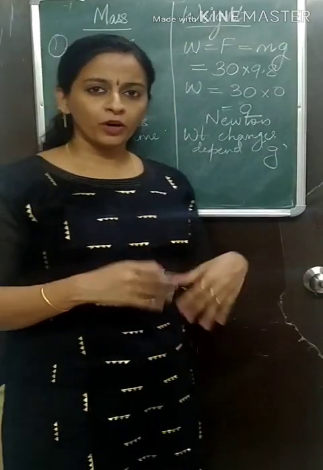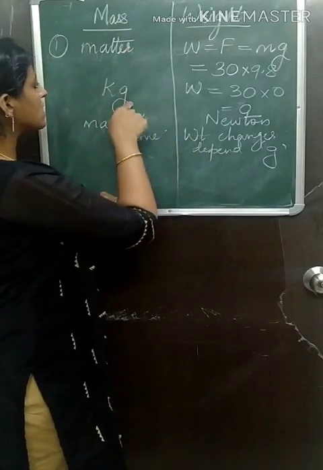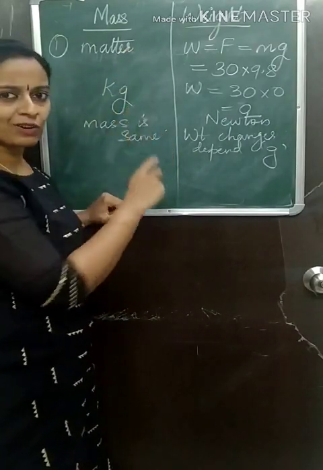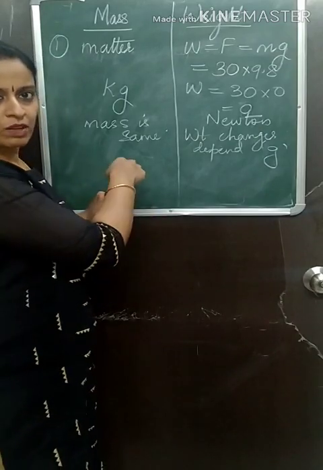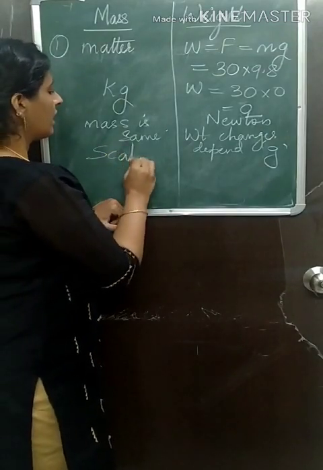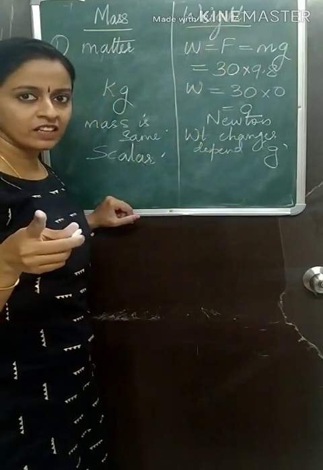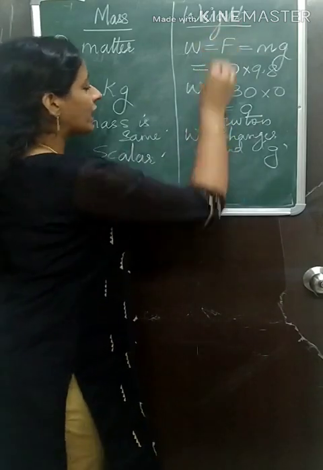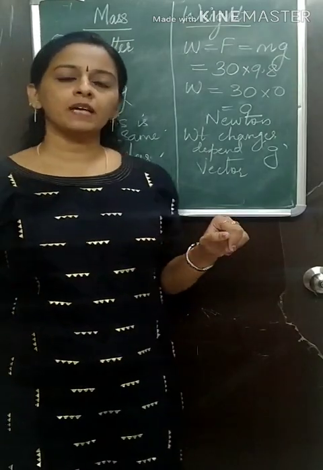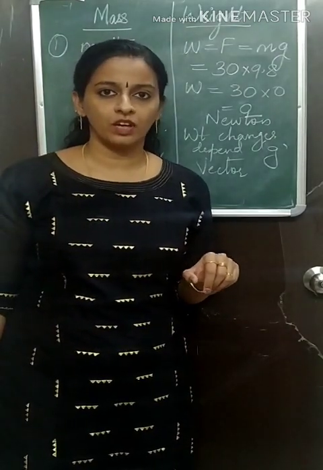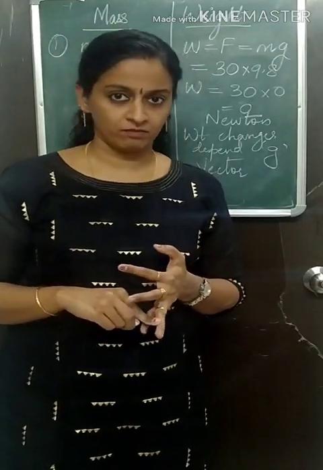Now, one more point, most of you might have thought about this. I told you mass is just the amount of matter, in kilograms. So is it scalar or vector? Mass is a scalar quantity. And what about weight? Weight is nothing but force. Does force have direction? Yes. So weight is a vector quantity, and mass is a scalar quantity. So today we discussed the difference between mass and weight. Very important topic.